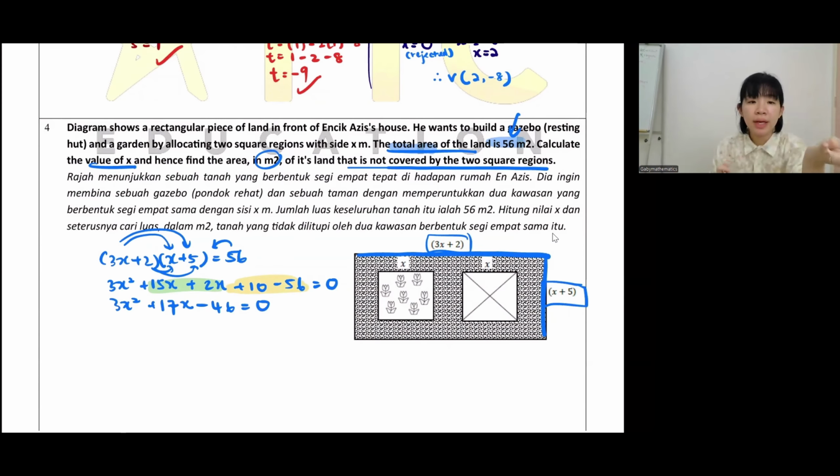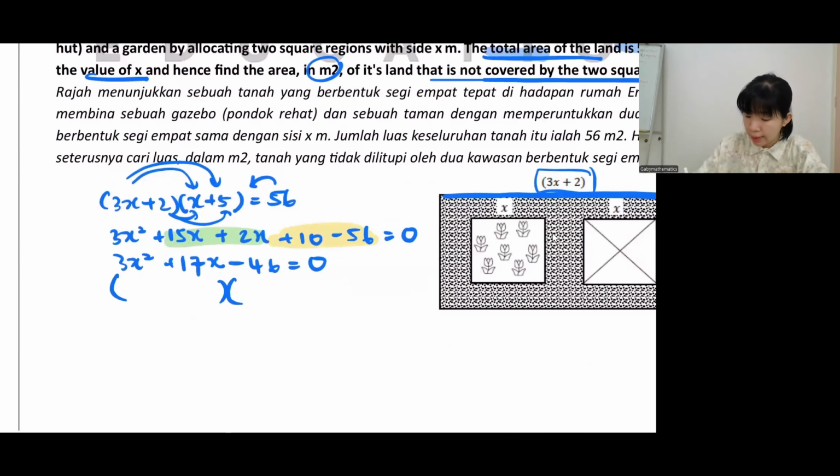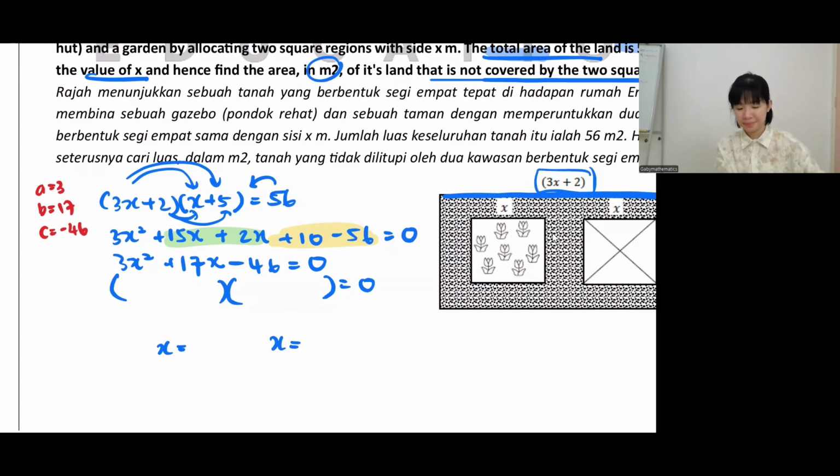Okay, check. Can we simplify? 3, 17, 46. Cannot divide by any number already. So open 2 brackets equals 0. So guys, x1, x2, how much? Okay, A is 3, B is 17, C is negative 46. And what do you get? Do you get 2? Okay, do not write decimal. You have to write improper fraction. So it's negative 23 over 3.